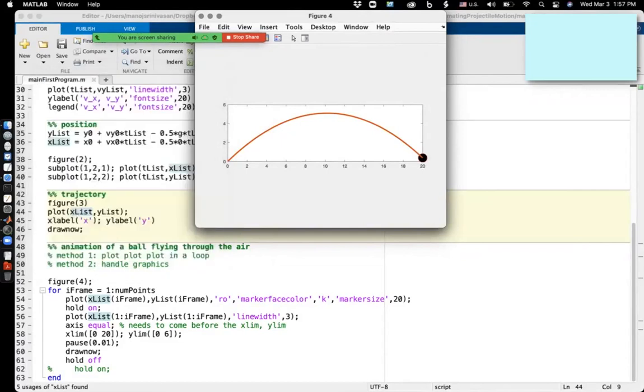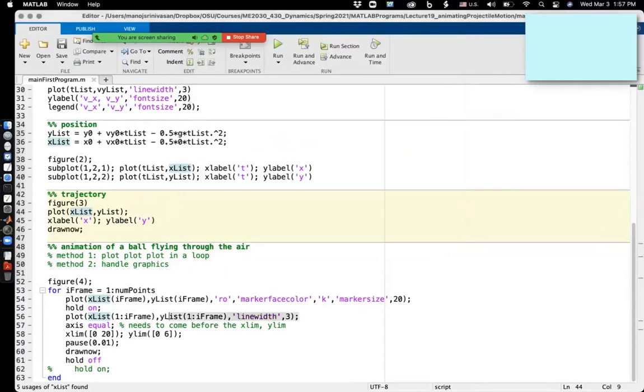Okay, so the very last thing that I did last time, sort of in a hurry, was to add this trail at the very end. So the original version of the program was just plotting X list of iframe and Y list of iframe, which is just that ball flying through the air. And then I added this line. So this is actually adding a trail. So basically it's the trajectory so far. And this is actually the ball.